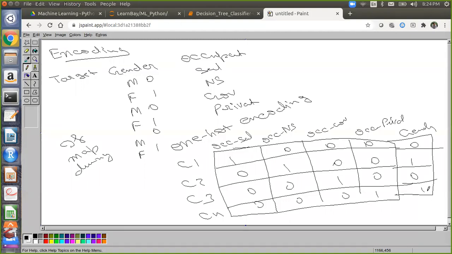So basically what happens, one hot encoding is used when you are having more than 2 variables available in a column: salaried, non-salaried, government, private. So what will one hot encoding do in the memory? It will generate 4 new columns: occupation underscore salaried, occupation underscore non-salaried, occupation underscore government, occupation underscore private. Now suppose customer 1 is salaried, so here you will write 1, all other places 0. Customer 2 is non-salaried, so here it will be 1, all remaining places will be 0, and so on. So that is called as one hot encoding.